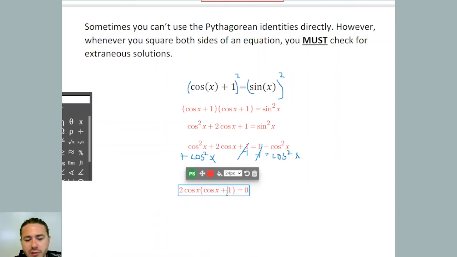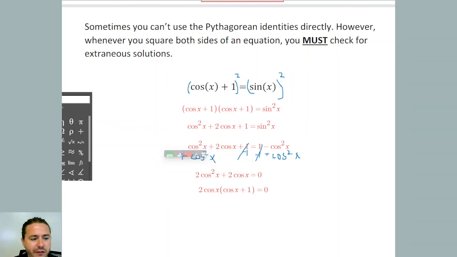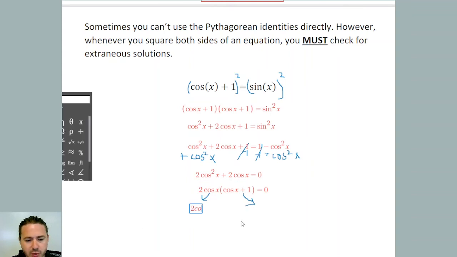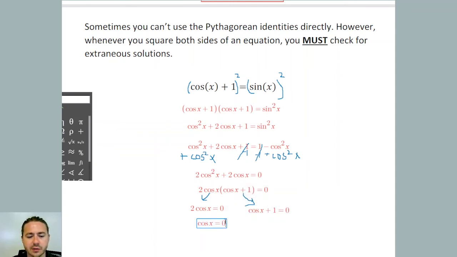We can then use what is known as the zero product property and set each of these factors equal to 0. Okay, so we can set that equal to 0. We can set this equal to 0. And so we get 2 times cosine of x equals 0. And cosine x plus 1 equals 0. We're going to solve each of these for cosine x. So here, if we divide both sides by 2, I get cosine x equals 0. And over here, I want to subtract 1. So I'm going to be looking on my unit circle for all of the locations where cosine of x is either 0 or negative 1.